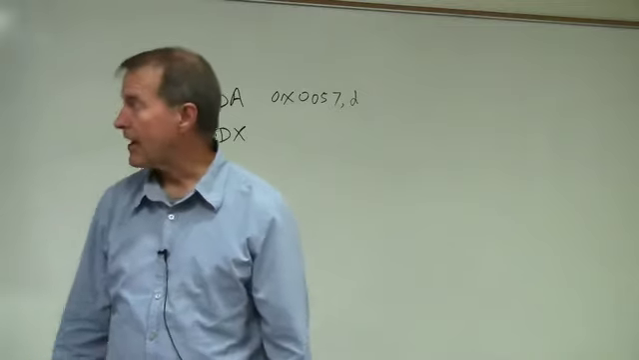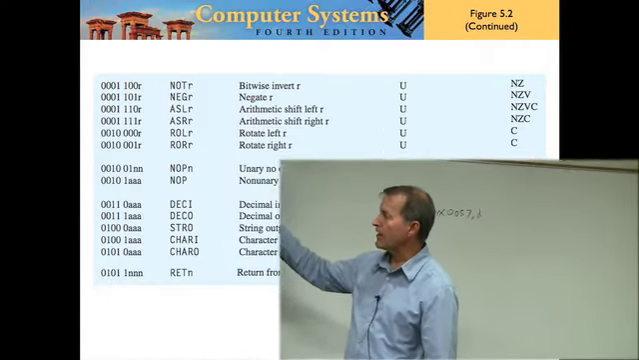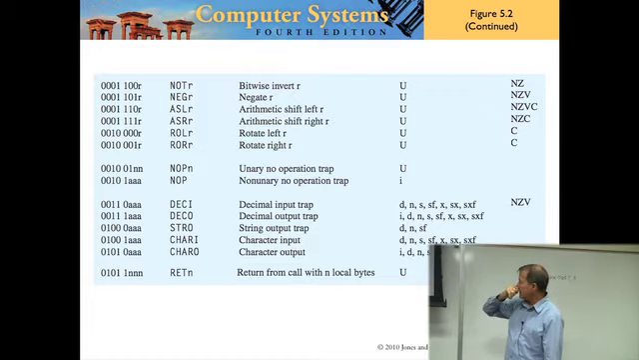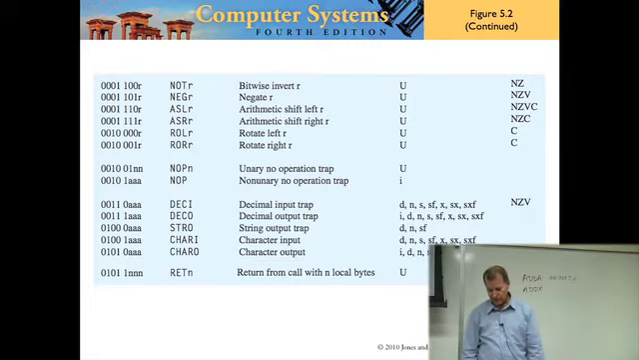So here we have on our next slide the unimplemented opcodes. We have a no-op. NOP is called a no operation. So we have a couple of no-op instructions. And then we have DECI for decimal input trap, DECO for decimal output trap, and STRO for string output trap. And I'll give you examples of some programs that use those instructions in a minute.